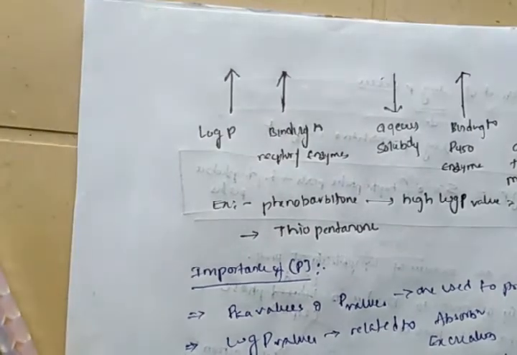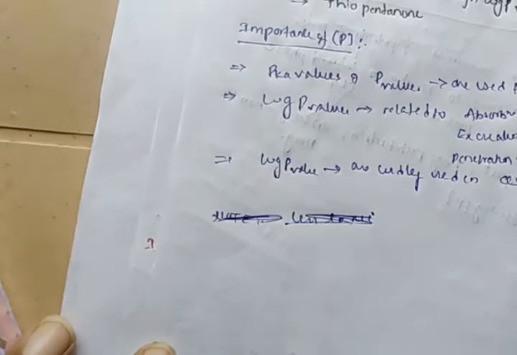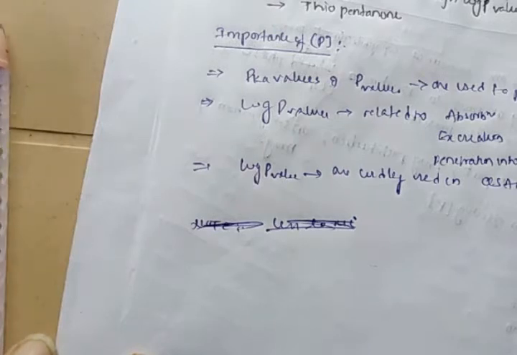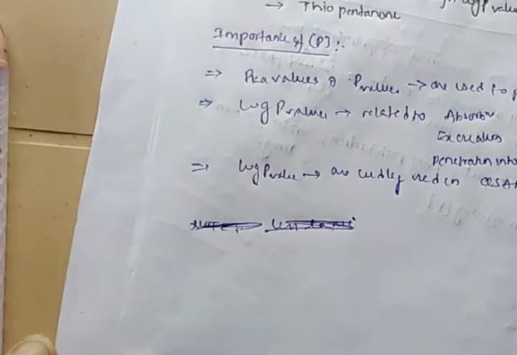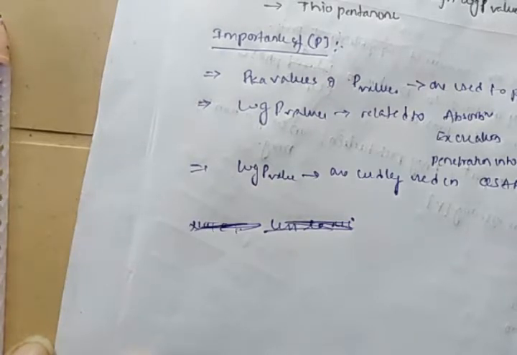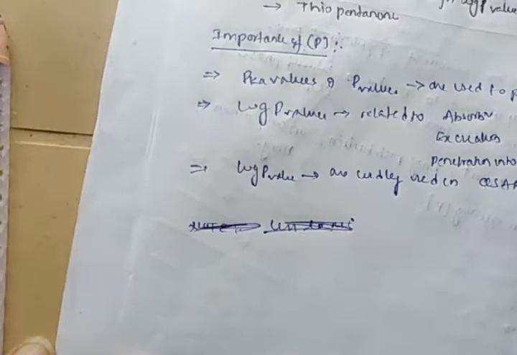So the importance of the partition coefficient value along with the pKa value is to predict the distribution of the drug molecules. Log P values are majorly related to absorption rate, excretion rate, and penetration rate of CNS drugs, and log P values are used widely in quantitative structure activity relationship studies. This is about the partition coefficient.